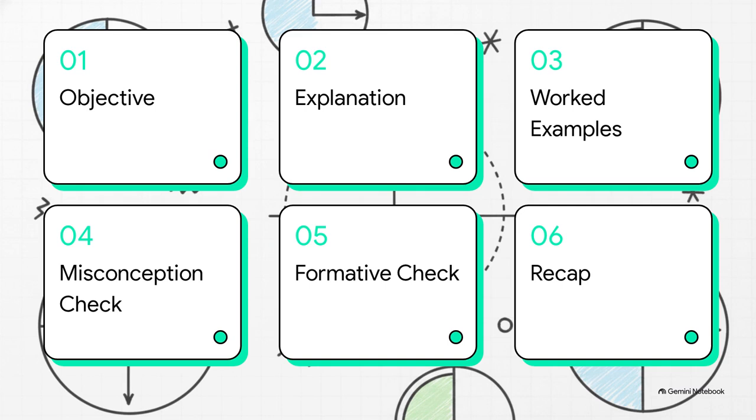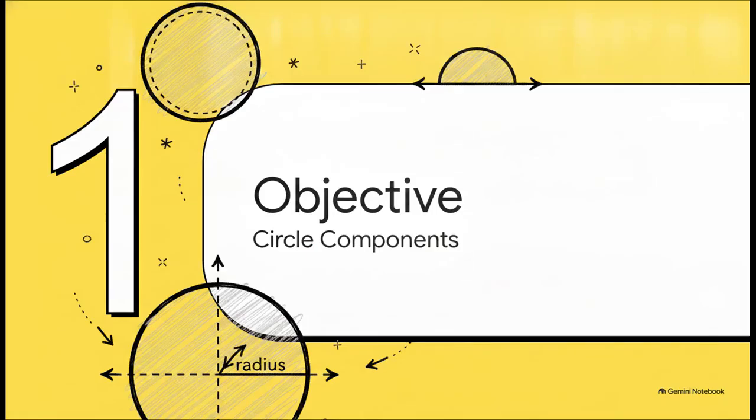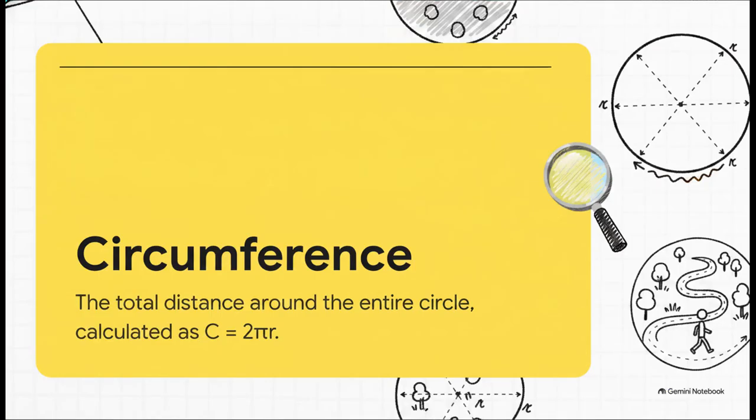Here is our roadmap for today. We'll hit our objective, dive into the explanation, tackle some worked examples, do a quick misconception check, a formative check, and finally, wrap it all up with a recap. All right, part 1, objective. Let's make sure we truly understand our circle parts. Let's start right at the foundation.